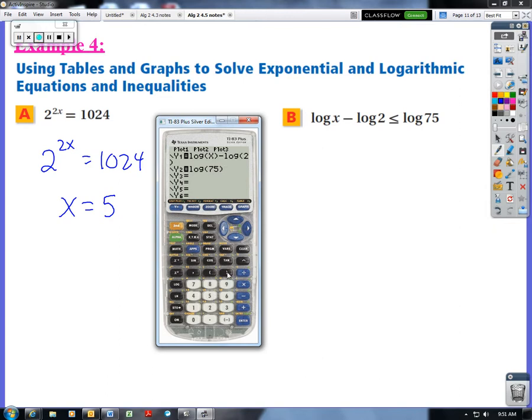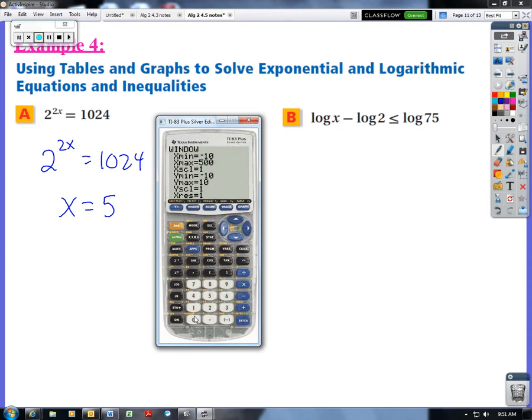I can try my old window. I'm just going to quick press graph. Yeah, that's not a good window. I'm going to start with Zoom 6, a standard window. Okay. And I can see that these are pretty flat. It looks like they're not going to cross until the x is really, really large. So I'm going to make a really large x, like 1,000. That might be too big. Let's see what happens. Yeah, that's a little big. I think I'll tone it down to 500.